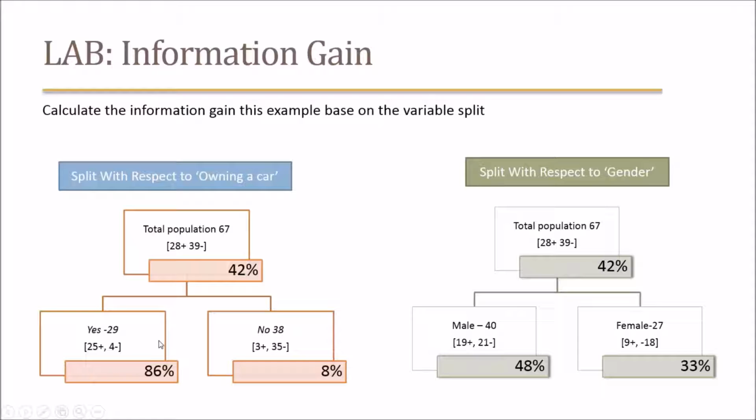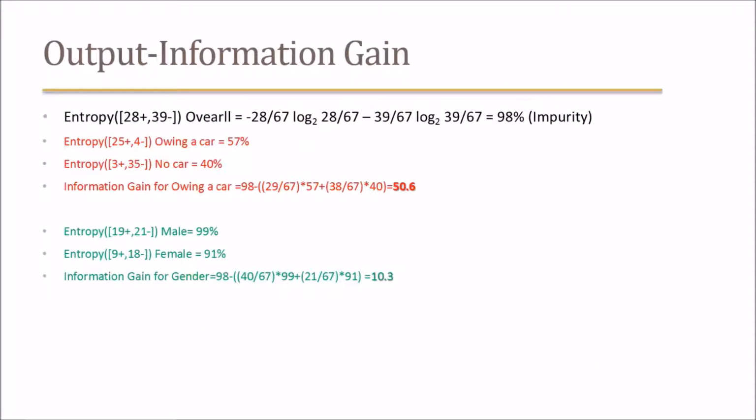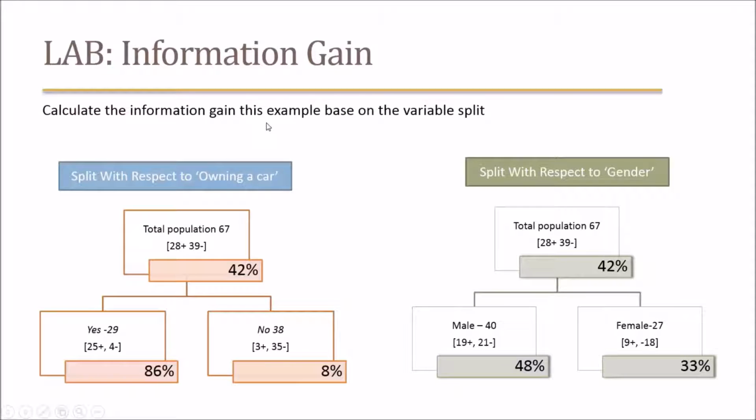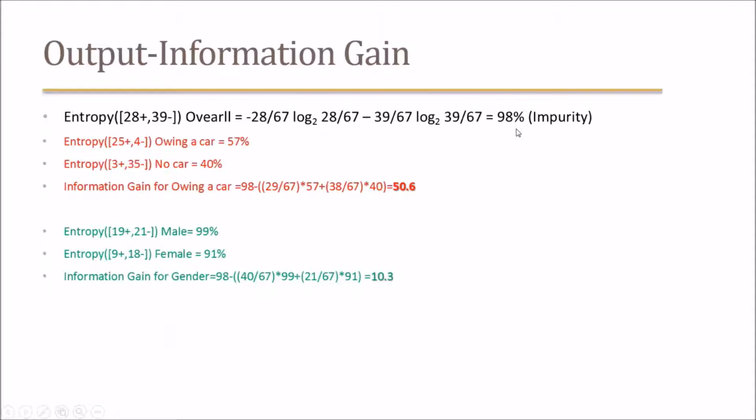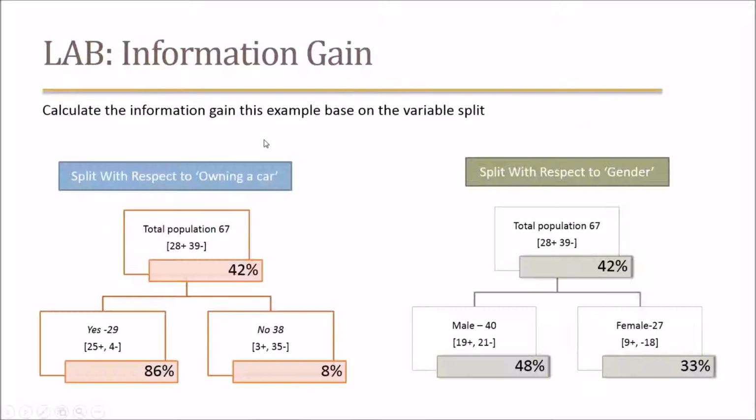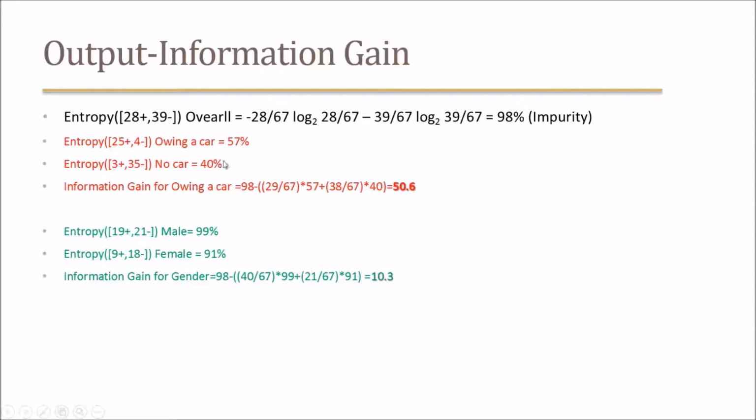So which one has higher information gain? Is it owning a car that is giving us a higher information gain, or is it gender? So how do we calculate information gain for these two splits? The overall impurity at the parent level, that is 28 positive, 39 negative, is 98%. Now owning a car has 25 positive, 4 negative. When you calculate the entropy, it is 57%.